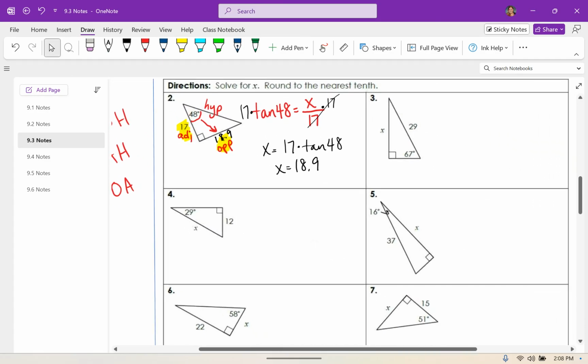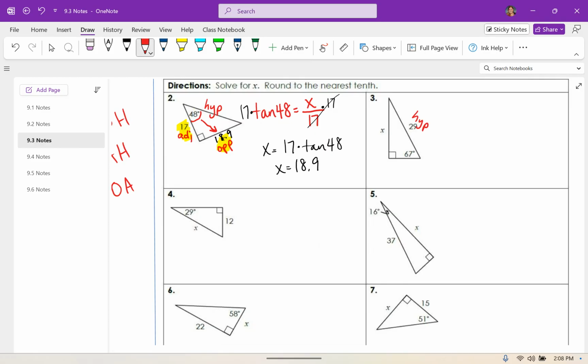Okay, so here's number 3. Let's label the hypotenuse. In relation to angle 67, which is the only angle that we're given besides the 90-degree angle, which isn't very helpful, x is across from 67, so it is the opposite. And then next to is adjacent. So I have labeled all 3 of my sides as opposite, adjacent, and hypotenuse.